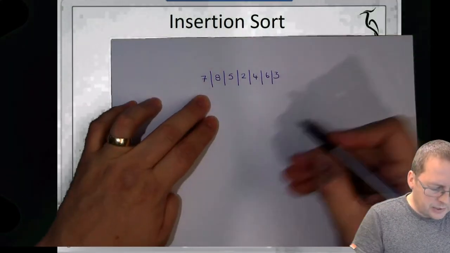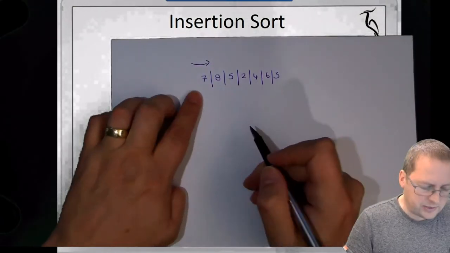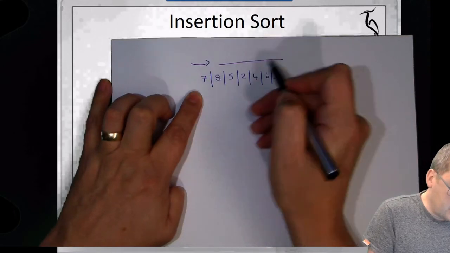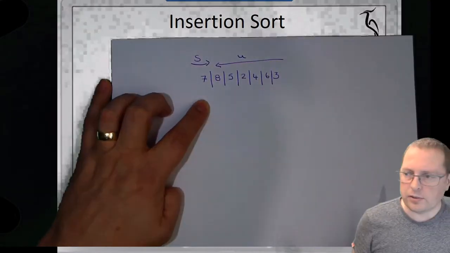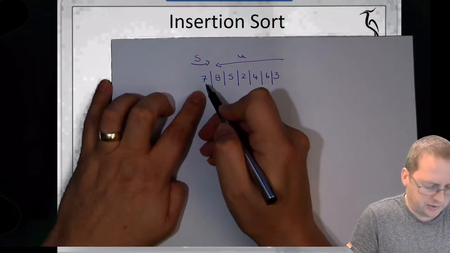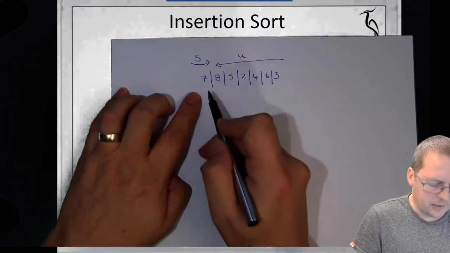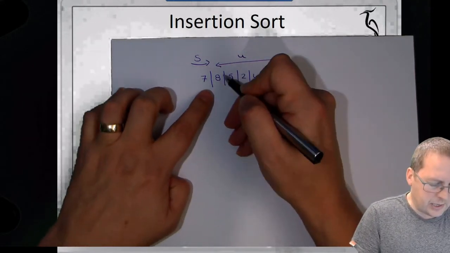Now what we've got to remember is this here is the sorted side, and all of this is the unsorted. So my 7 is in the correct order at the moment, it's sorted. I can then look at the next item. Is 8 in the correct order? 7, 8, yes it is.